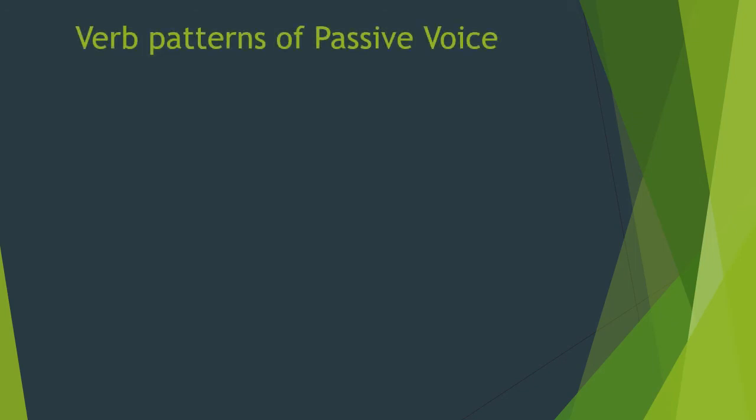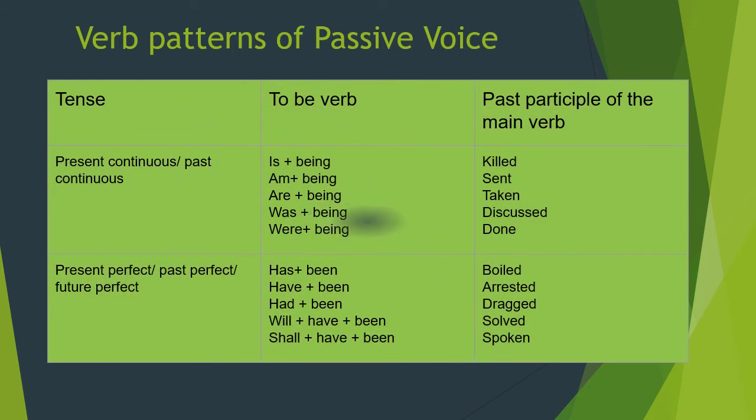Some more verb patterns of passive voice. If the tense is present continuous or past continuous, the structure of present continuous tense in active voice will be is plus verb plus ing. But in passive voice, I have given the structure here: is plus being plus past participle, or am plus being plus past participle if it is a singular subject. If it is a plural subject, then are plus being plus past participle.